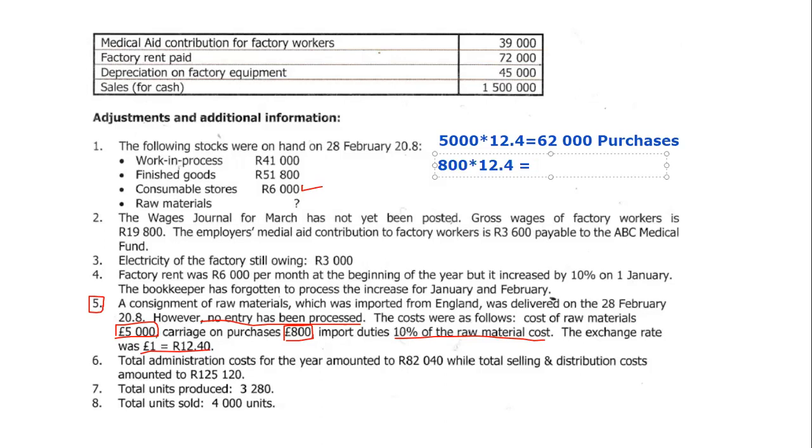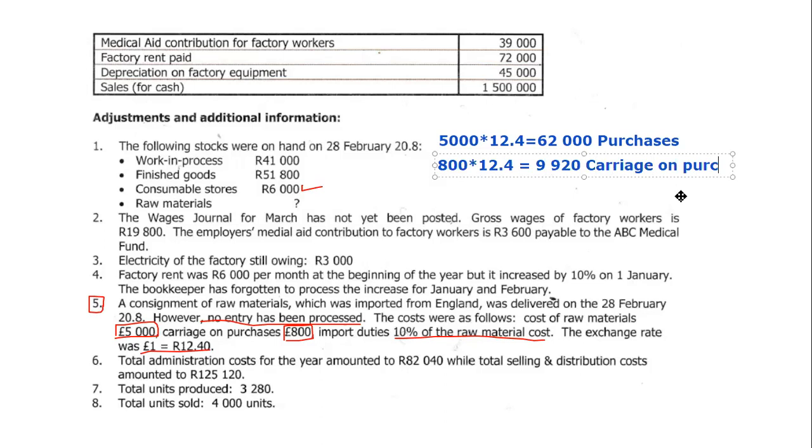It's 9,920. What is that for? That is our customs duties. Oh no, carriage on purchases. So I'm going to add this to my carriage on purchases.